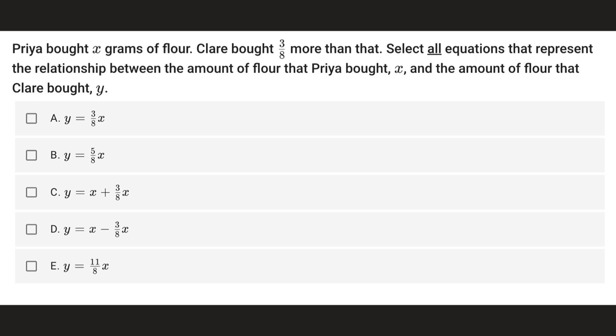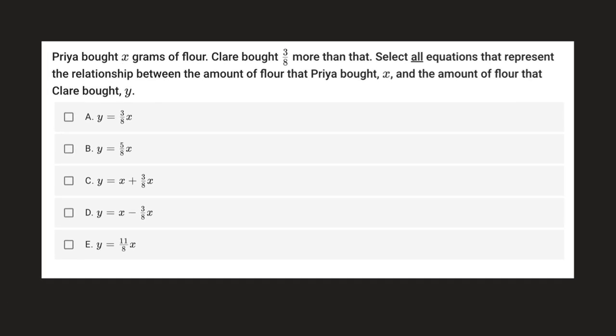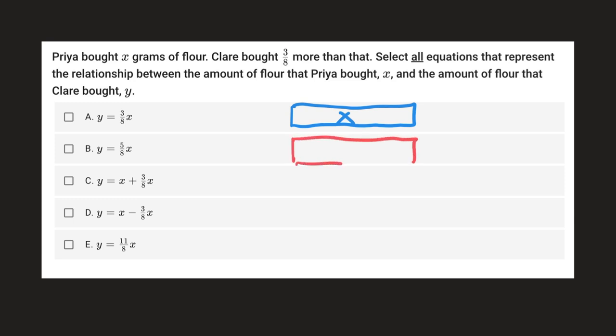This last question says that Priya bought X grams of flour. Claire bought 3/8 more than that. Select all the equations that represent the relationship between the amount of flour that Priya bought, X, and the amount of flour that Claire bought, Y. Okay, so let's look here. Here is Priya. She bought X amount of flour. Claire bought 3/8 more than X.